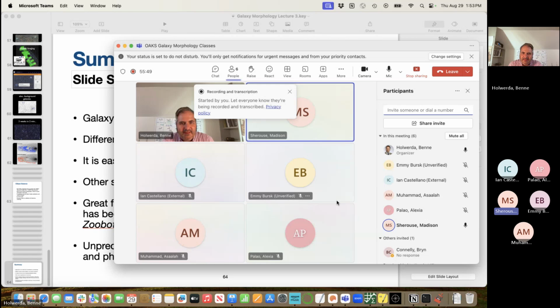I don't have any questions, but I did go on to the new Galaxy Zoo Classify thing and tried it, and it's a lot harder than it seems. It is. There's a little bit of training. Okay, so you can take us through it at some point.